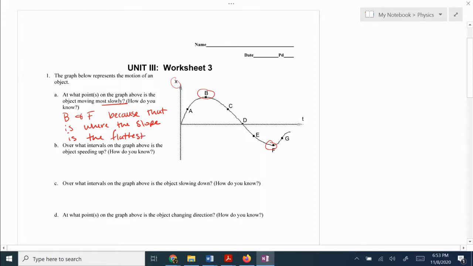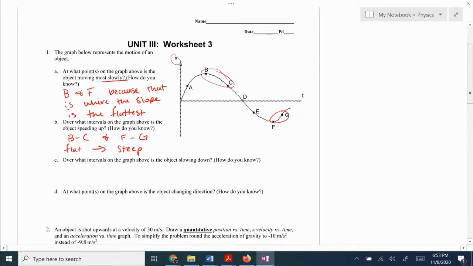All right, next up, over what intervals of the graph above is the object speeding up? So speeding up would be going from flat to steep, right? So we're looking for places where it's going from flat to steep. So that would be the BC and the FG. So those are the places where it's speeding up.